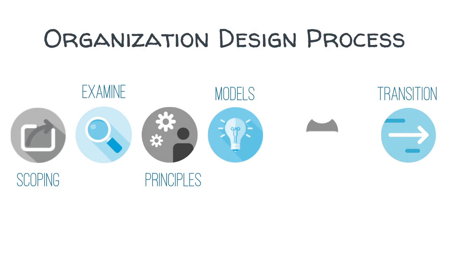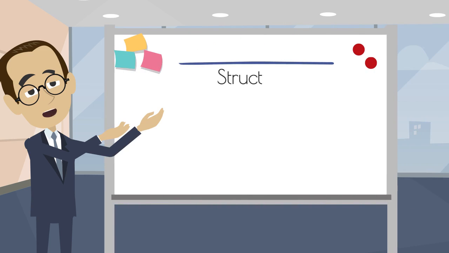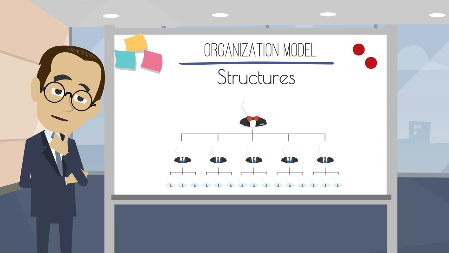The fifth step of the typical organizational design process is to build out structures. An organizational structure is more detailed than an organizational model. Structures show roles and reporting lines in far more detail than an organizational model. So, what should you consider when developing an organizational structure?